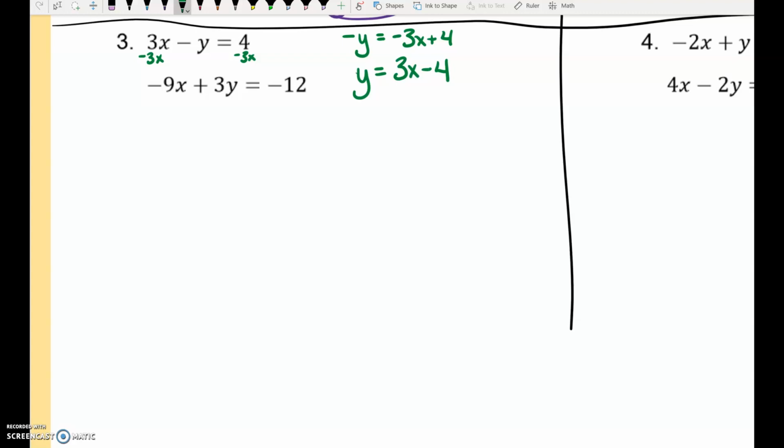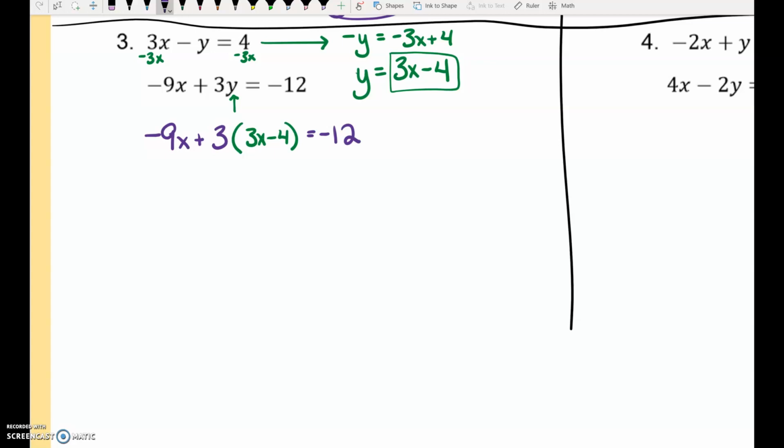Now, you can't plug this back into the same equation that you rearranged. You have to plug this into the other equation. So we messed with the top equation. We need to plug the 3x minus 4 into the bottom equation. And this time, we're substituting for y instead of for x, which is totally fine. So I've got -9x plus 3, we're taking that y out, and we're putting 3x minus 4 in its place, equals -12.